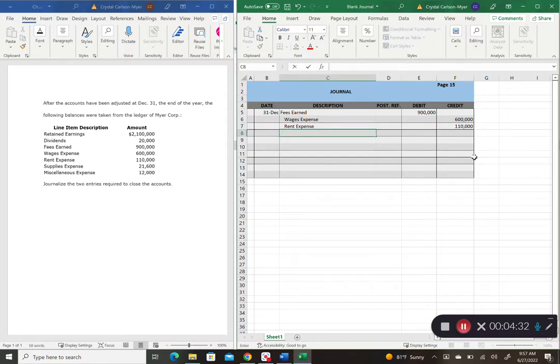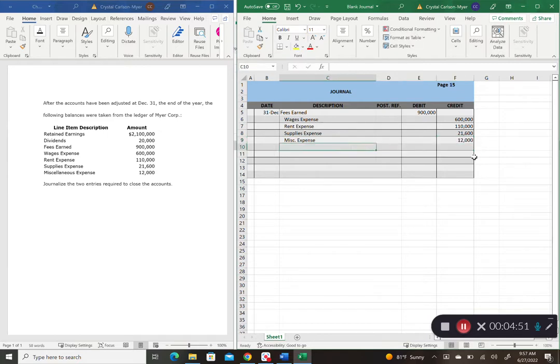Continuing on down, supplies expense. Close it out for the full amount of the 21,600. And then finally, the last expense is my miscellaneous expense, and I'm going to close it out for the full 12,000.